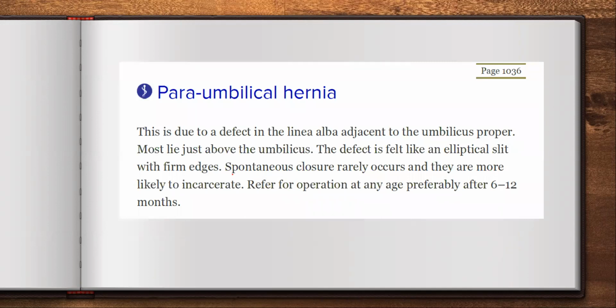Now, spontaneous closure of paraumbilical hernia rarely occurs, and they are more likely to incarcerate. That's why you should refer the sort of patient at any age for surgery, preferably after 6 to 12 months. So they need surgery.